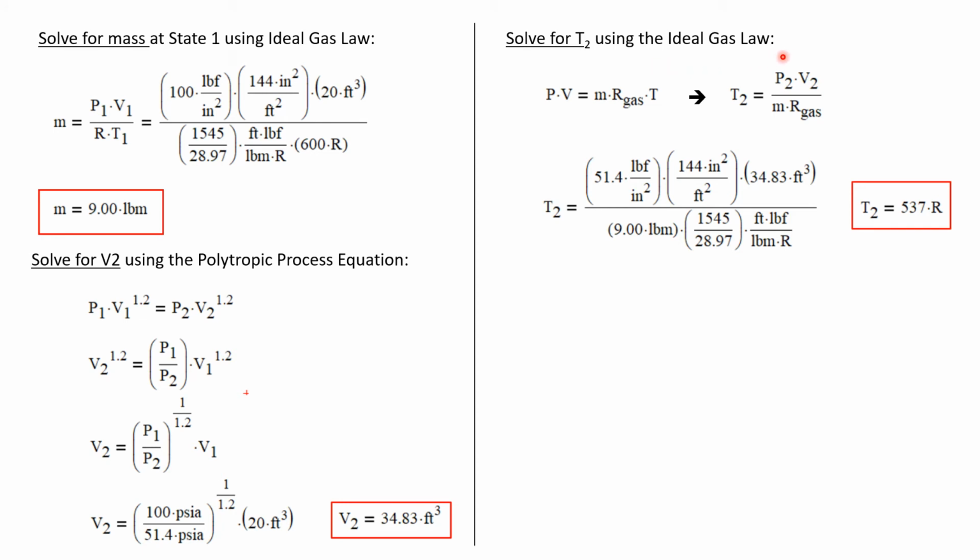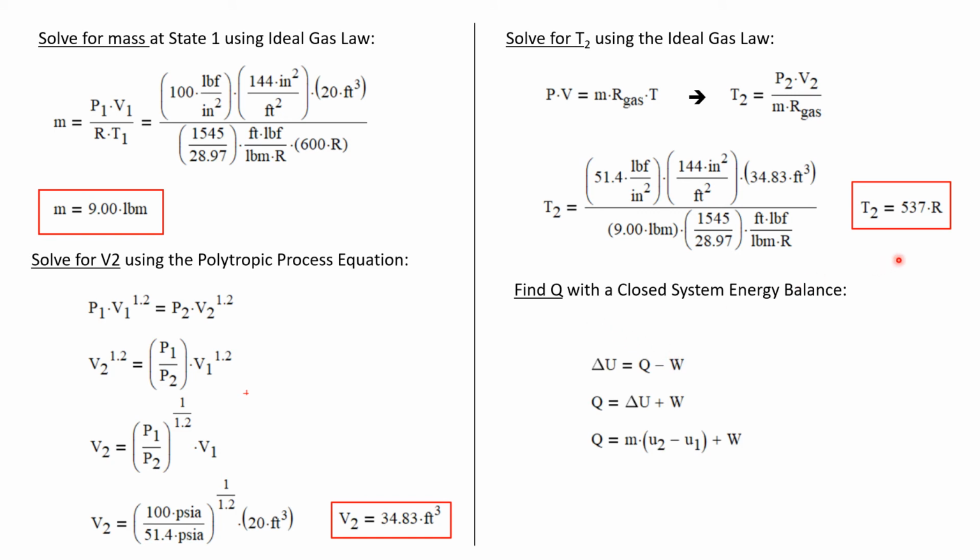Now let's solve for T2. And again, we'll use the ideal gas law that PV is mRT. So rearranging for my unknown, T2 is P2V2 over mR. P2 is 51.4 pounds force per square inch. I'm going to convert that to square feet. V2 is 34.83 cubic feet, which we just calculated. The mass is 9 pounds mass, and the gas constant is 1545 over 28.97 foot-pounds force per pound mass R. And that gives me a temperature of 537 degrees R.